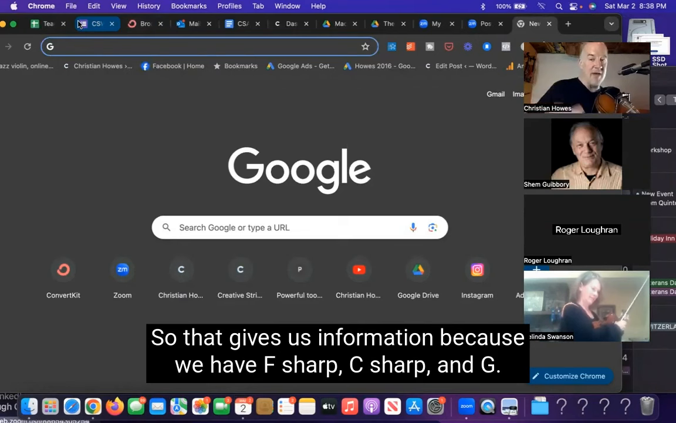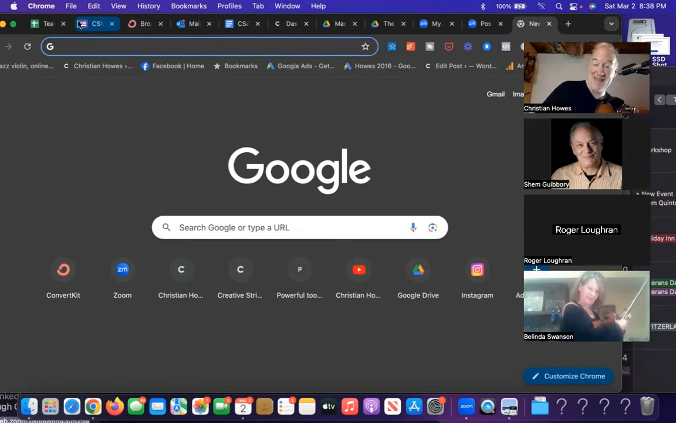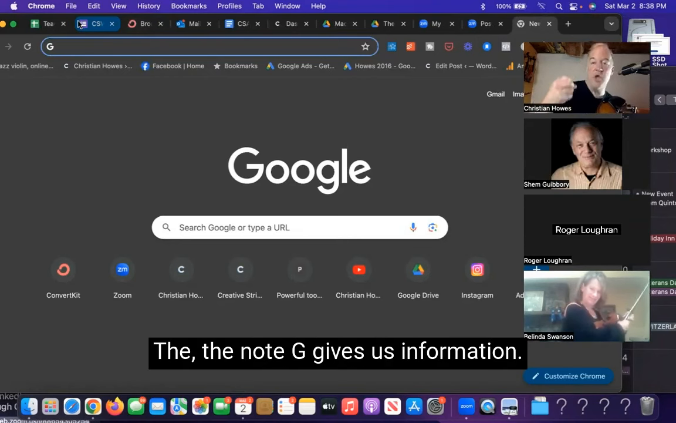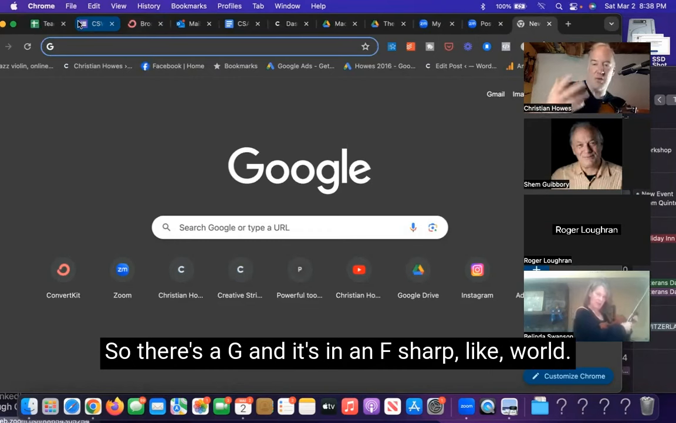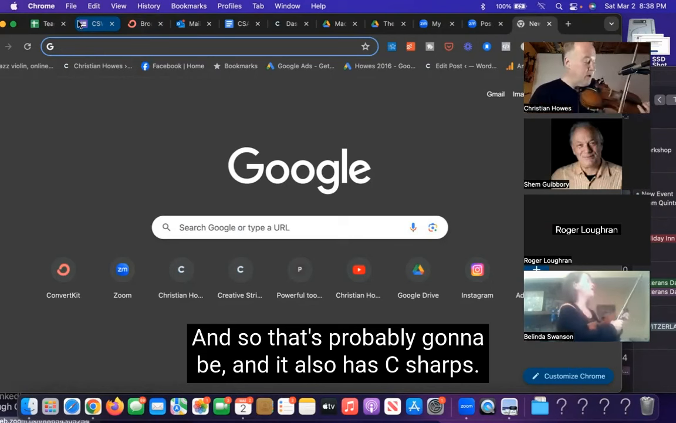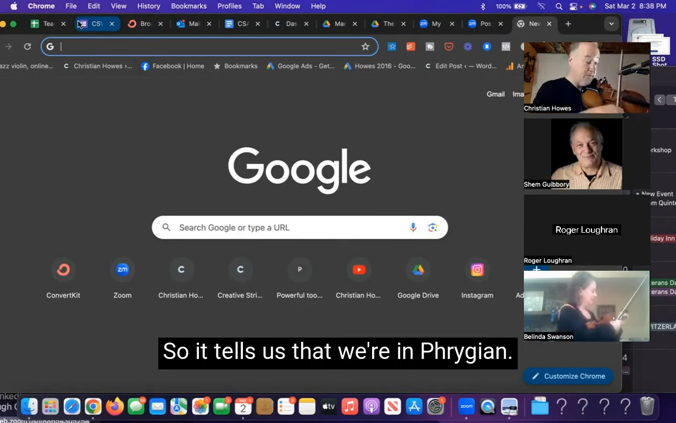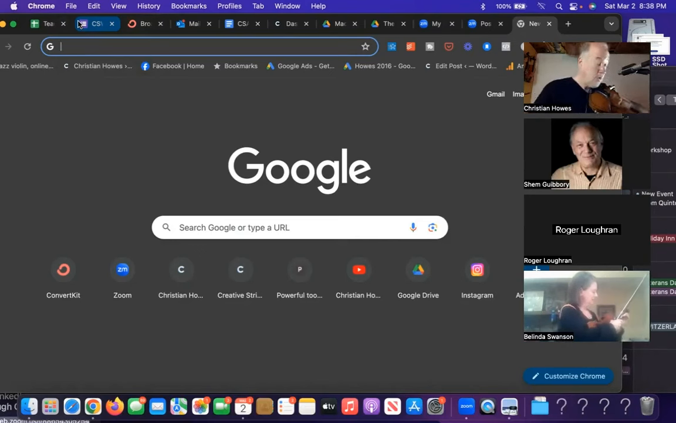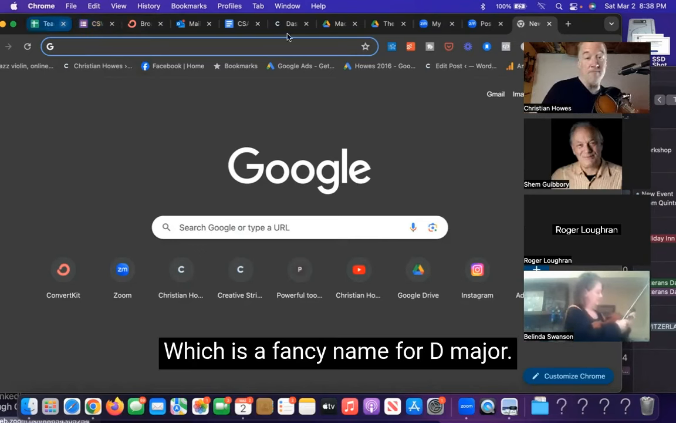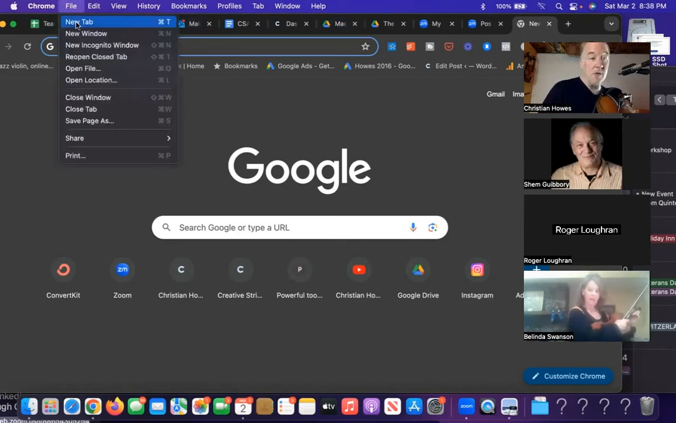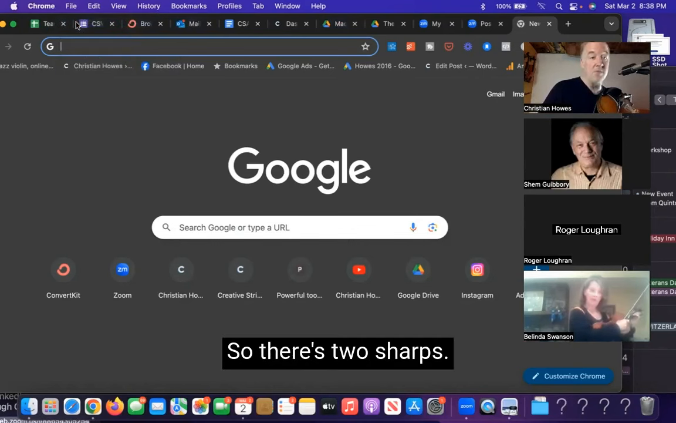So that gives us information because we have F sharp, C sharp, and G. The note G gives us information. So there's a G and it's in an F sharp world, and it also has C sharp. So it tells us that we're in Phrygian, which is a fancy name for D major, in the key of D major. So there's two sharps.